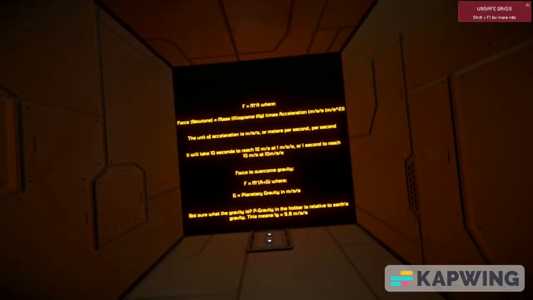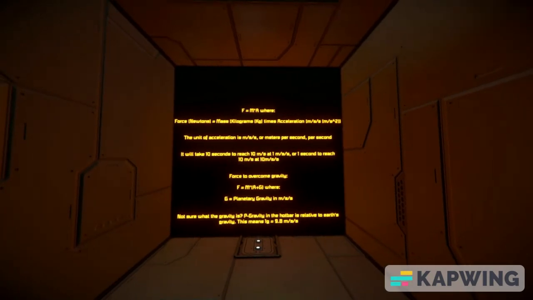To wrap things up, if you want to calculate how much force and thrust you need to overcome gravity, use the equation F equals m times g, where F equals the force in newtons, m equals the mass in kilograms, and g equals the p-gravity in meters per second per second. The value for p-gravity is found in your hotbar. P-gravity is represented in g's rather than meters per second. Just remember, 1 g equals 9.81 meters per second per second, which means 0.5 g equals 4.905 meters per second per second.